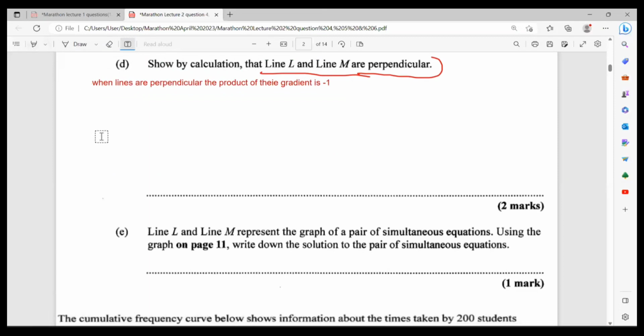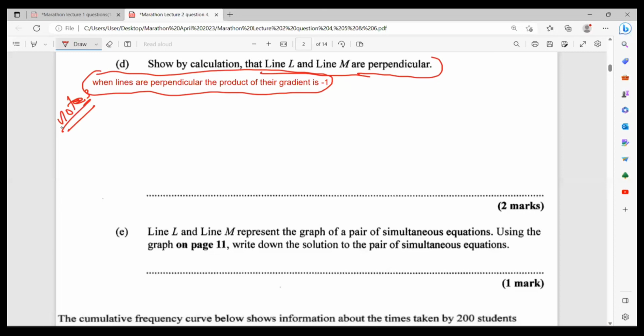So when lines are perpendicular, the product of their gradients is -1. No, that's not the answer. That is something that I'm telling you, that this is what you want to show. So this is notes, because they never asked you that, but this is something that you need to know.